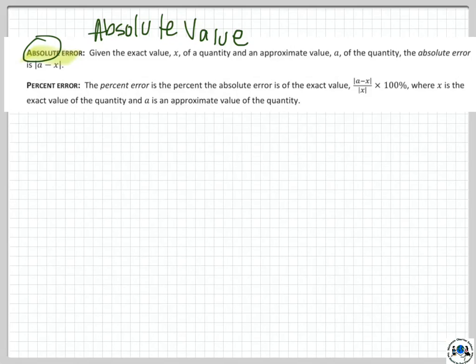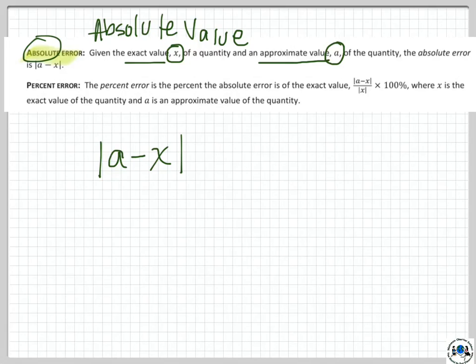And so absolute error is, given the exact value x, and x is just what we're using for exact, of a quantity and an approximate value a, so you can see that works out well, a for approximate, of the quantity, the absolute error is going to be the absolute value of a minus x.